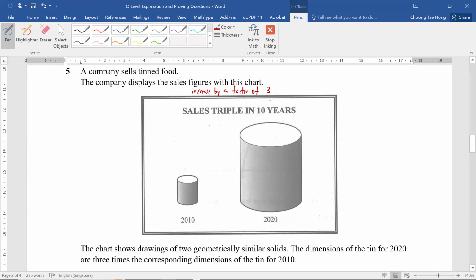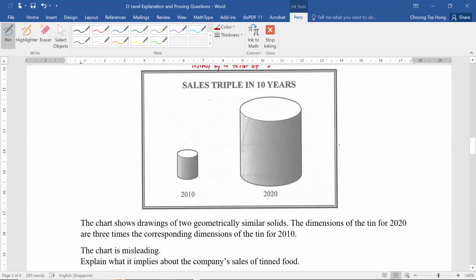Okay, so the chart shows the drawings of two geometrically similar solids. The keyword over here is geometrically similar, meaning that these two tins have the same shape but different size. So the dimensions of the tin for 2020 is 3 times the corresponding dimensions of the tin for 2010. Let's say this small tin has a height of h, then this big tin will have a height of 3h. The same thing will happen for the radius. If the radius over here is r, then the radius over here will be 3r.